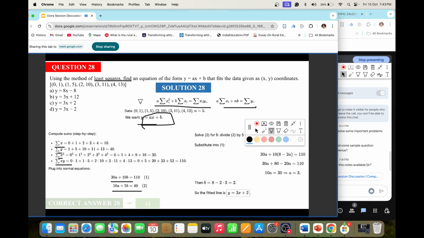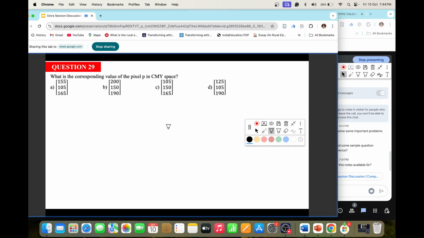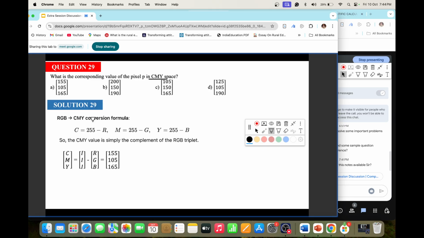Okay, so this is question number 28. Question number 29 is related to color. RGB values are given, and you have to calculate them in CMY space. There is a formula for CMY, that is C, M and Y, which is nothing but 255 minus RGB. So you can easily put the values in, and this is the answer.